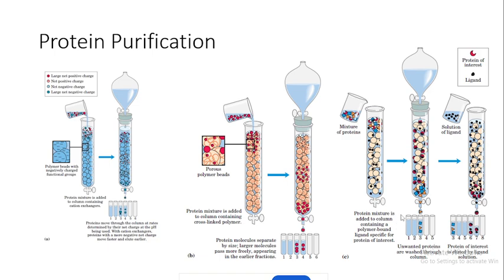The next is what you were saying, affinity chromatography. Here the stationary phase is filled with the ligand to which one of the proteins is bound. For example, antigen antibody. Do you know about antigen antibody, Pranab? Yes, it is present in blood.